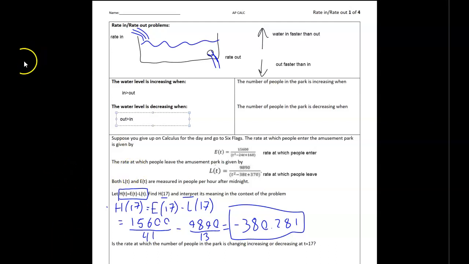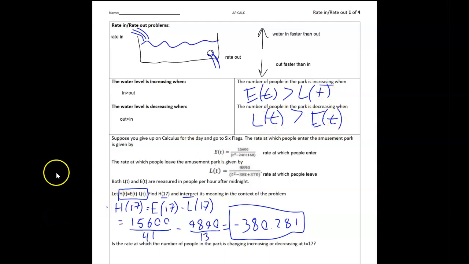Now, we're about to apply this to our mathematical notation from our Six Flags problem. So we have the number of people in the park increasing would be when E of t is greater than L of t. And then decreasing would be the opposite. So now we know enough to figure out what our H means. So notice H is the difference between E and L. So H is in minus out. And we got a negative number.